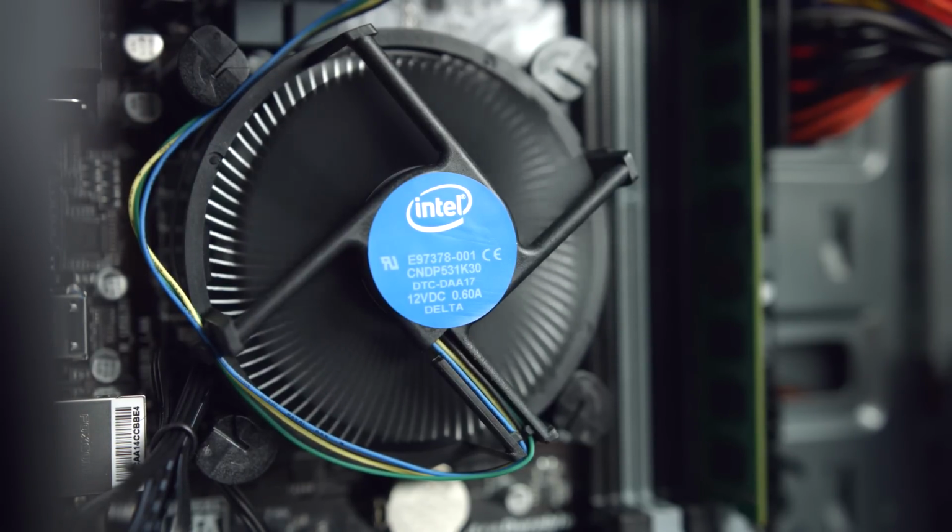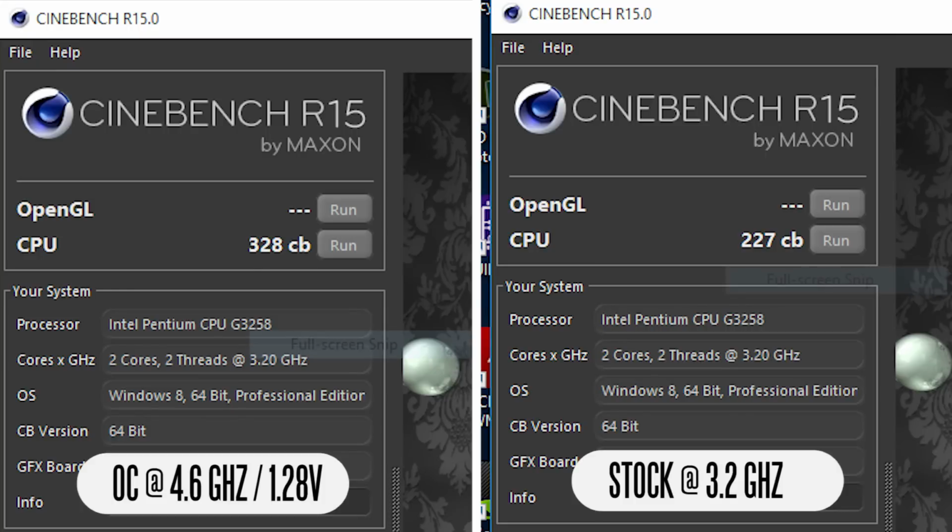If you look at our Cinebench R15 benchmark compared to the stock frequency that gets a score of about 227, we get a pretty decent upgrade of 328 clocked around 4.6 gigahertz. So as you can see, there's definitely a lot of capabilities with this chip if you're going to overclock. If you're not going to overclock, you're kind of robbing yourself of the potential capabilities of what this processor has to offer.